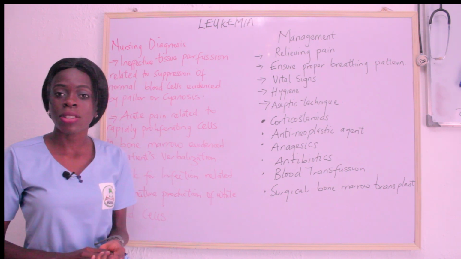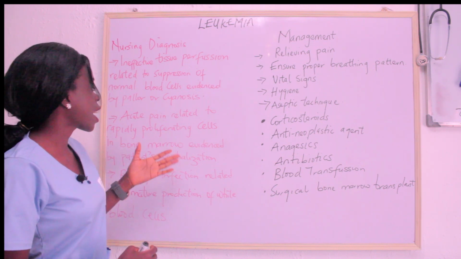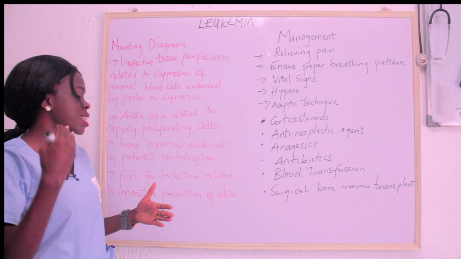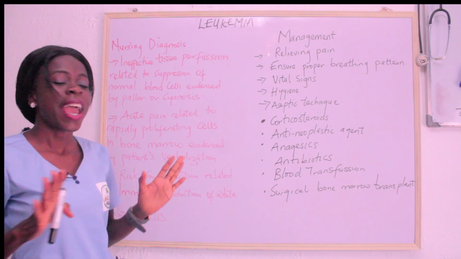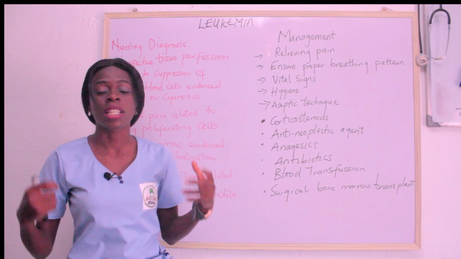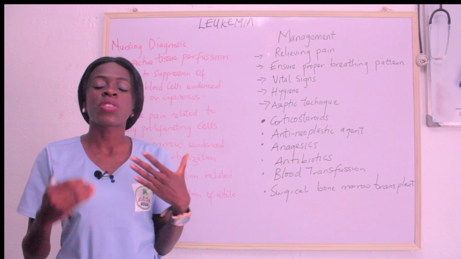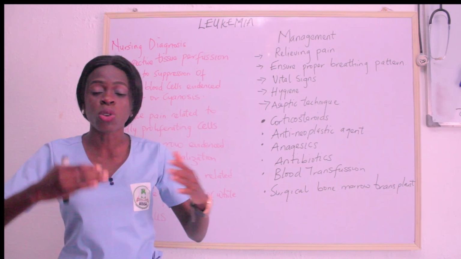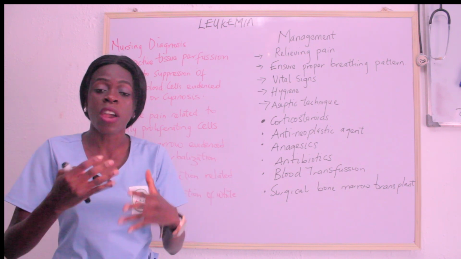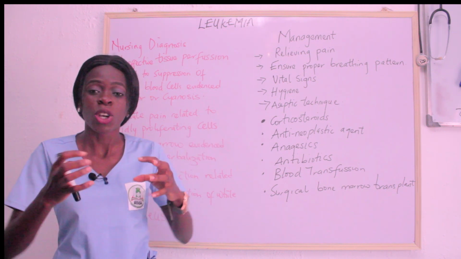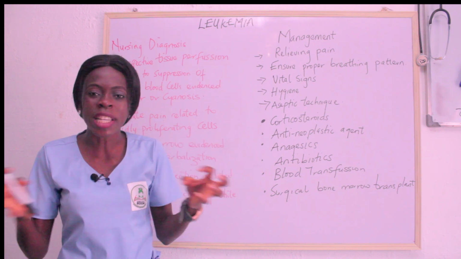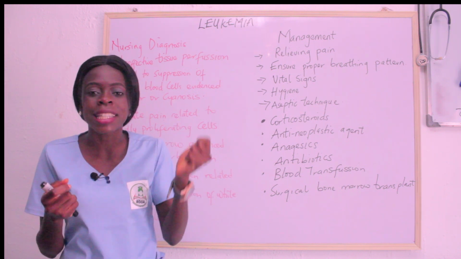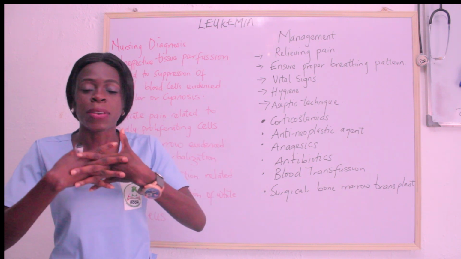Then the second nursing diagnosis I have here is acute pain related to rapidly proliferating cells in the bone marrow, evidenced by patient's verbalization. In terms of this acute pain, it's as a result of rapidly proliferating cells. You know, the production of white blood cells is very, very fast. So that pressure with which they are producing it in the bone marrow actually results in a back pain, in a headache that this patient might be feeling.